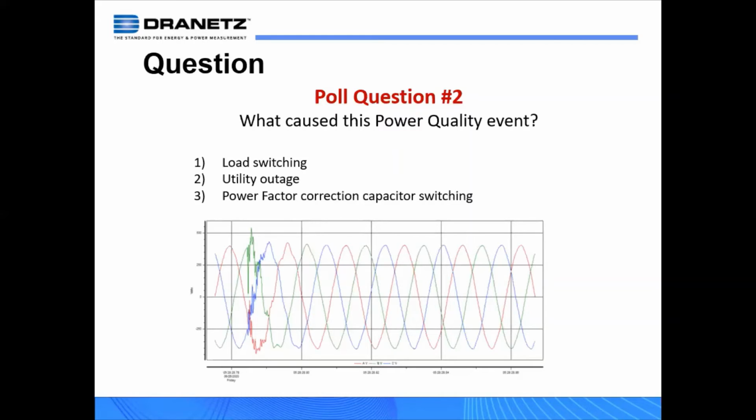And this is your classic power factor correction switch and transient. So those of you that are into waveform analysis and you have the instrumentation capable of recording the waveform data, there it is. You can't get any more classic than that as far as capacitor switching.